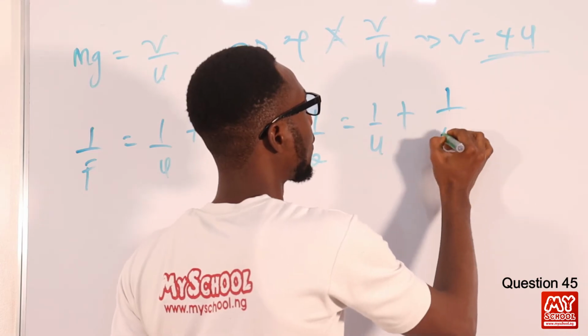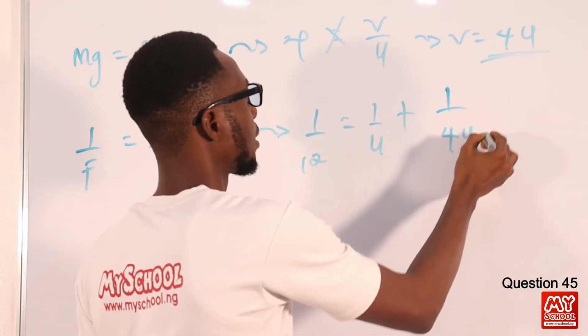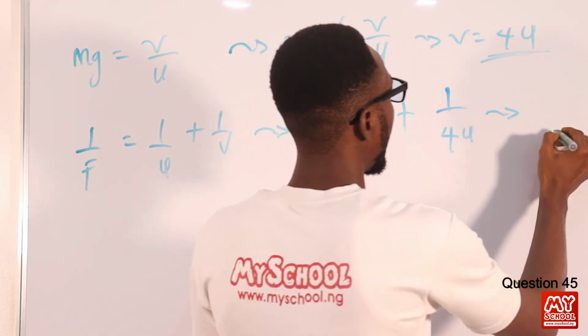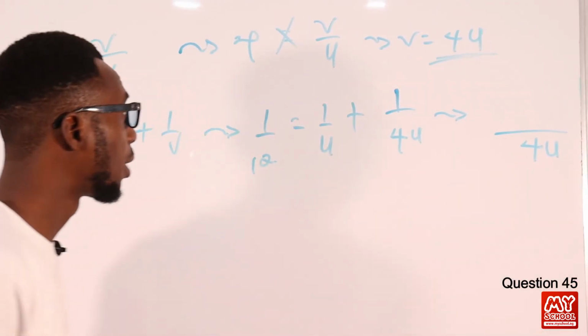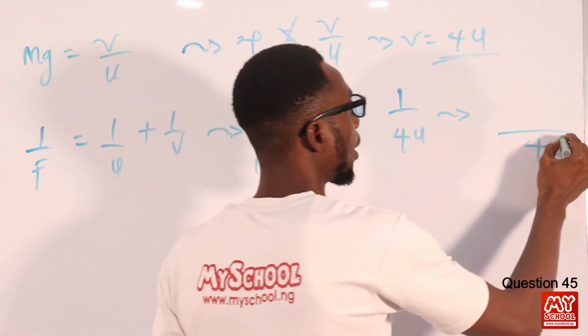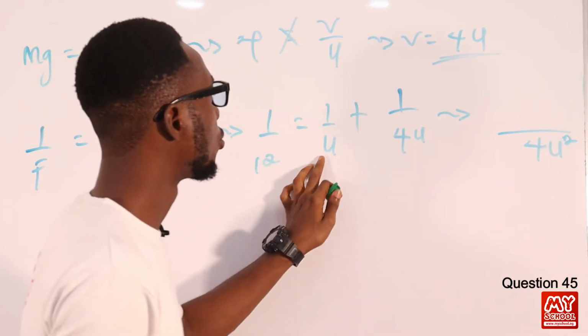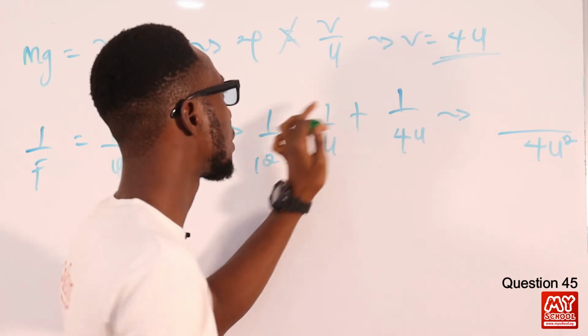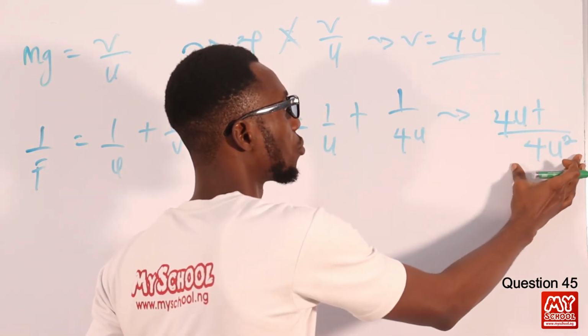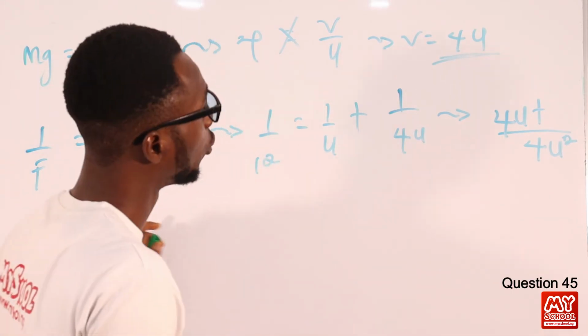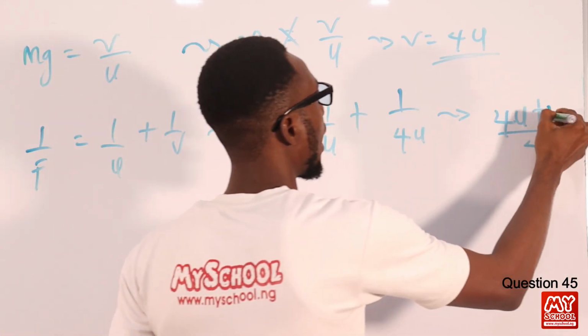So V is actually 4U, isn't it? So that implies that I have 4U, or I can say 4U squared, whichever one I want to use. Okay, let me just use 4U squared. All right, so U in 4U squared, I have 4U. 4U times 1, I have 4U plus 4U in 4U squared, I have U. So U times 1, I have U.